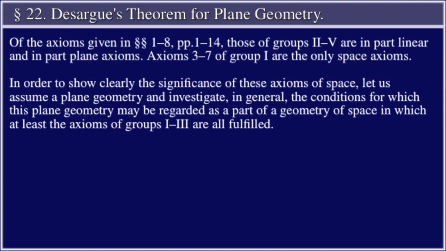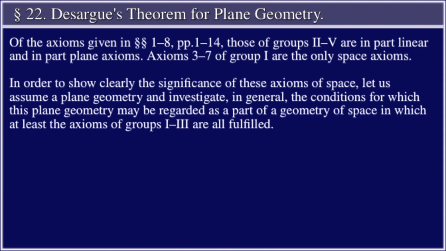congruence. Of the axioms given in sections 1 through 8, pages 1 through 14, those of group 2 through 5 are in part linear and in part plane axioms. Axioms 3 through 7 of group 1 are the only space axioms.